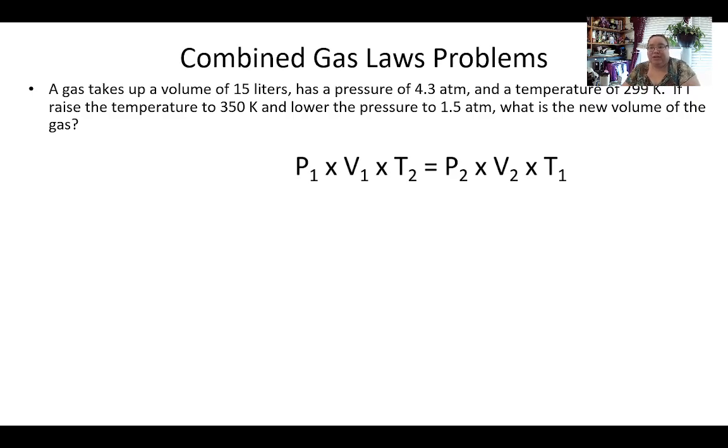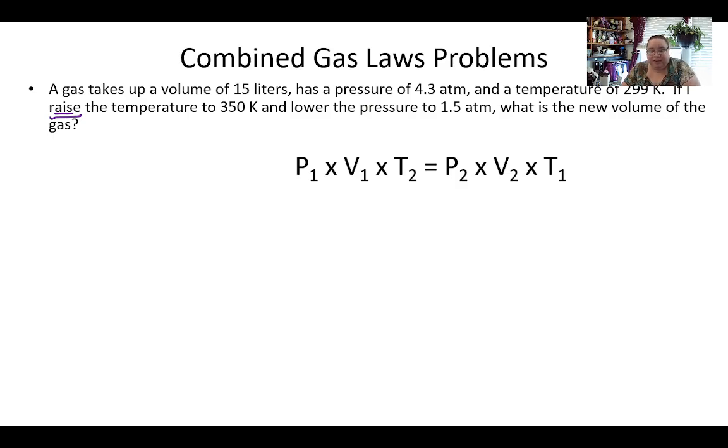So let's look at a couple of examples. I have a gas that takes up a volume of 15 liters and has a pressure of 4.3 atm and a temperature of 299 Kelvin. If I raise the temperature, raise, that word is implying that we have changed something. So if I raise the temperature to 350 Kelvin and lower the pressure to 1.5 atm, what is the new volume of the gas?